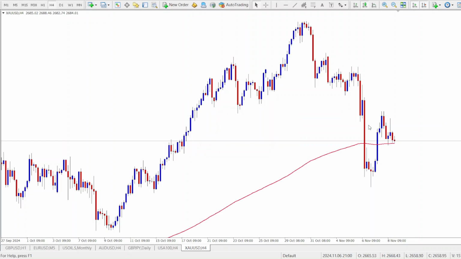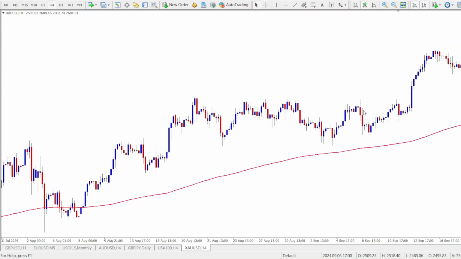The 200 EMA, or the 200 exponential moving average, is an essential indicator for understanding the trend direction in the Forex market. Unlike a simple moving average, which takes a standard average of past prices, the exponential moving average places more weight on recent price action. This makes it more responsive to changes in the market. In Forex, the 200 EMA is often used as a benchmark to determine if the market is trending upwards or downwards.